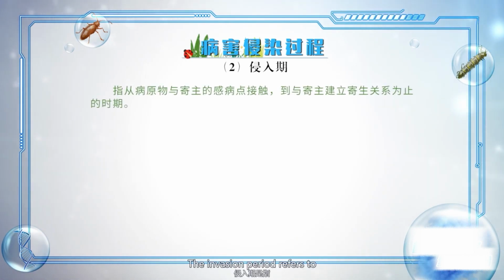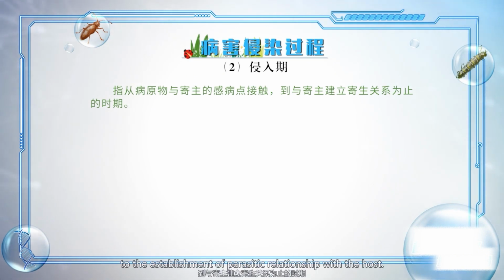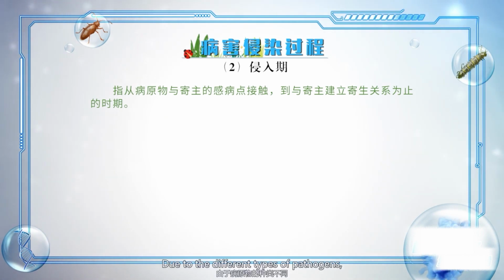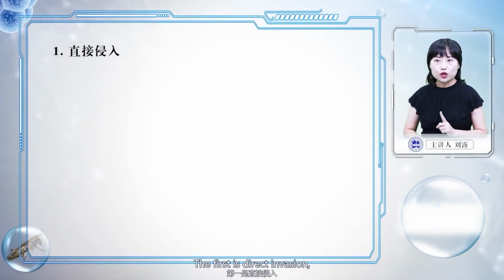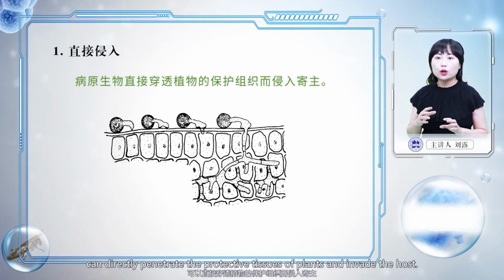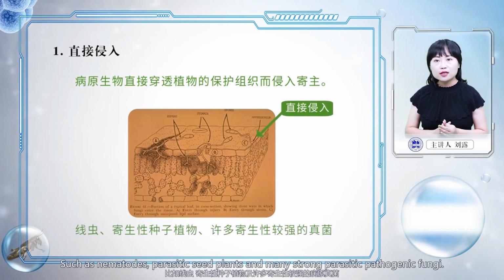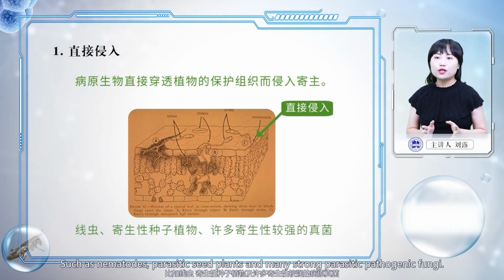The invasion period refers to the period from the contact between the pathogen and the susceptible point of the host to the establishment of a parasitic relationship with the host. Due to the different types of pathogens, there are some differences in the ways of invasion, mainly the following 3 ways. The first is direct invasion, which means that pathogenic organisms can directly penetrate the protective tissues of plants and invade the host, such as nematodes, parasitic seed plants, and many strong parasitic pathogenic fungi.